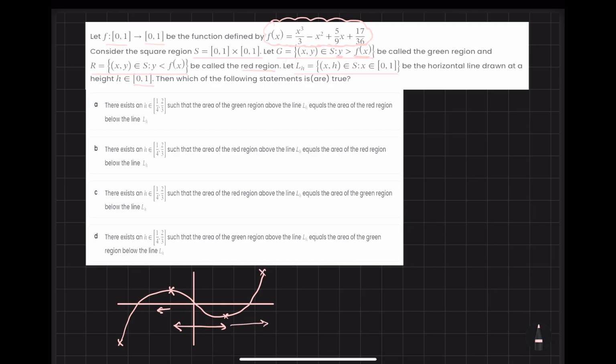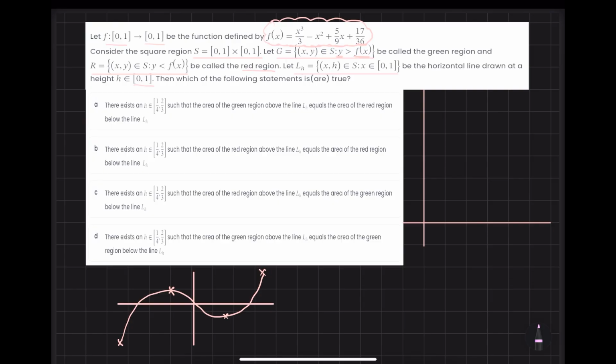So let's try to draw the diagram, and we can find out these things by using application of differentiation as well. So let's try to draw the diagram first. This is our y-axis, this is our x-axis. We have to draw till 1 cross 1.